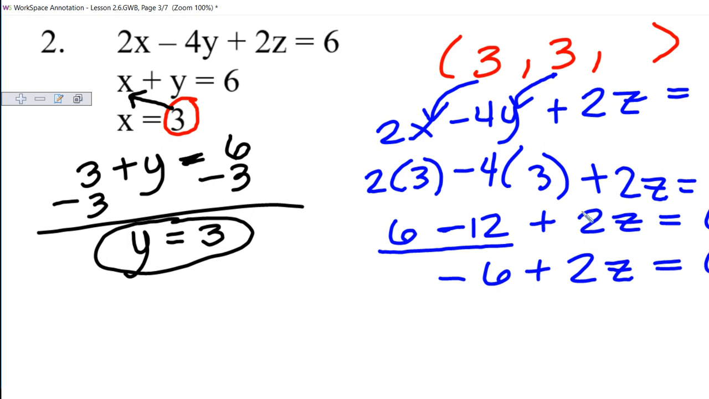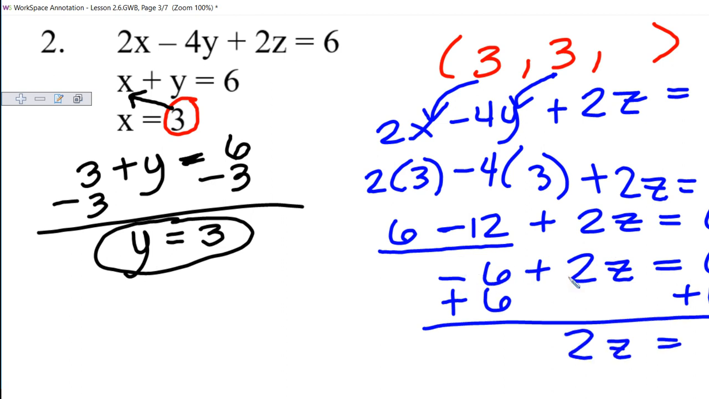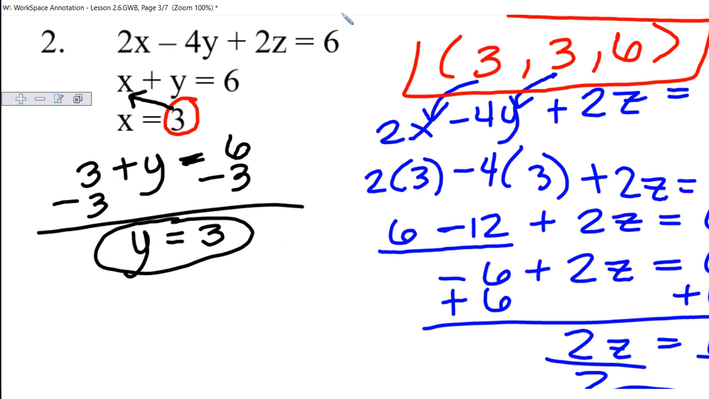What's next? Add 6 to both sides. So 2z equals 12. Divide both sides by 2. And what does z equal? 6. So make sure you fill in that final answer. So for the ordered triple, it's 3, 3, 6. So x, y, z.